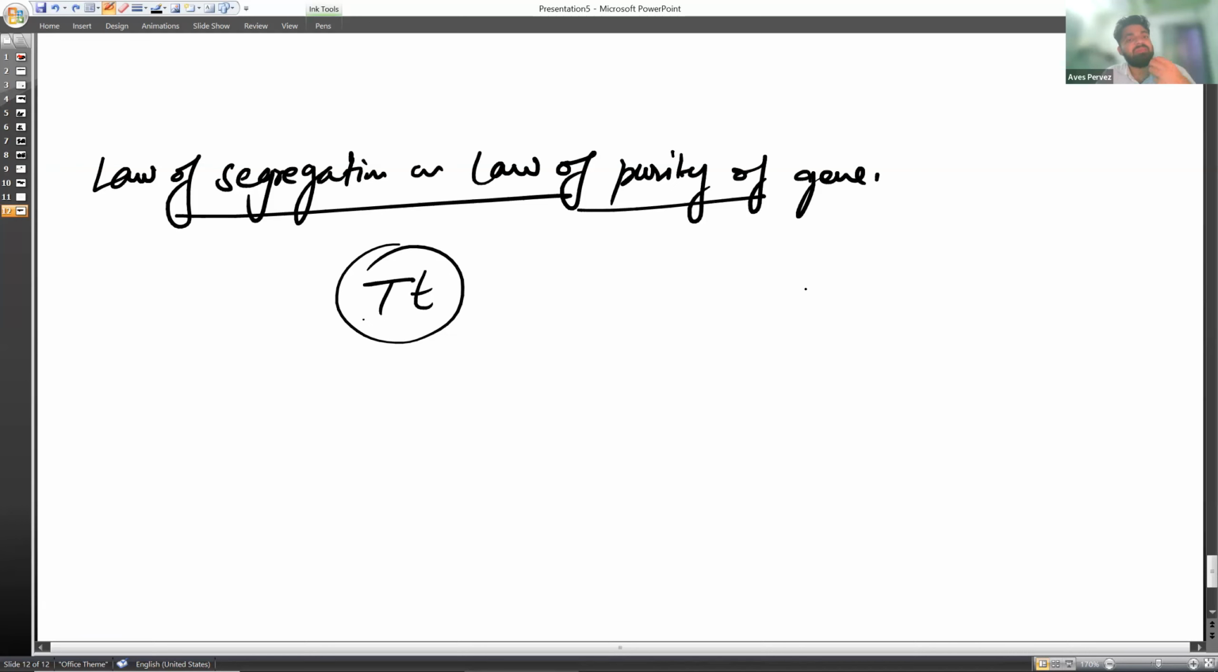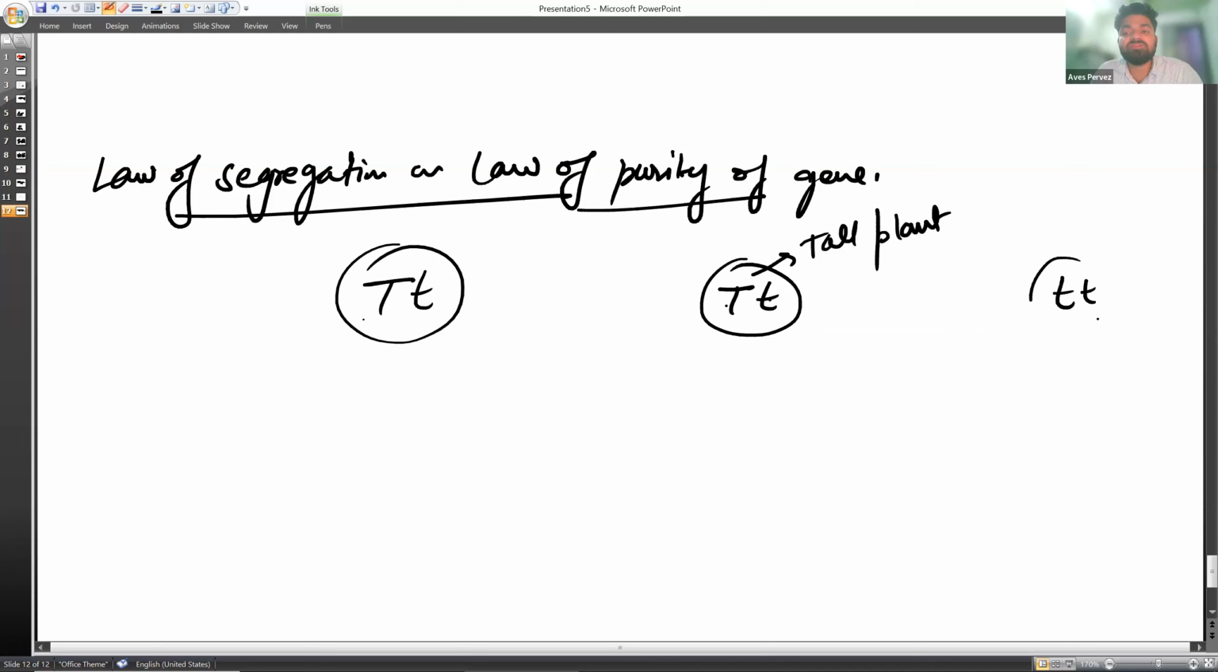How do we know that they are maintaining their identity? Like here, we know capital T and small t. Just concentrate here. When the heterozygous condition is there, a capital T and a small t, we get a tall plant. But when we have the condition of small t and small t, then we see a dwarf plant.